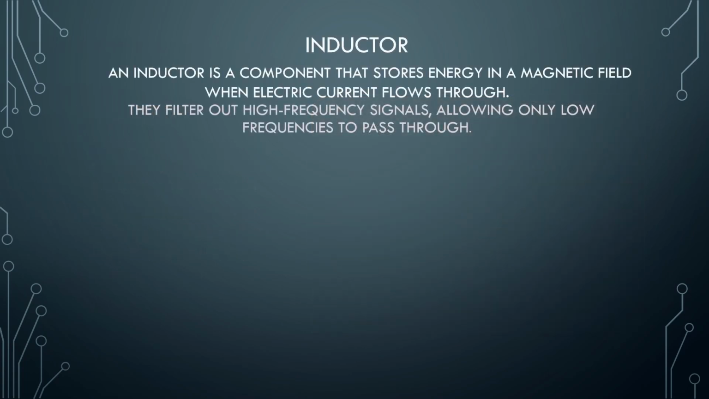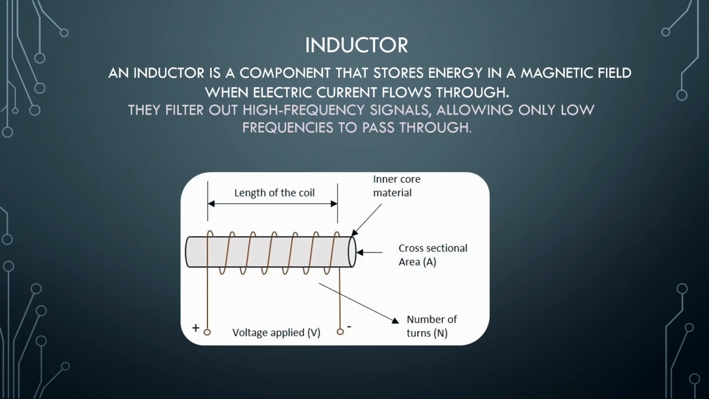What is an inductor? An inductor is a passive electrical component that stores energy in a magnetic field when electrical current flows through it. It is typically composed of a coil of wire. So how does an inductor work? When a current passes through the inductor, a magnetic field is created around the coil. This magnetic field stores energy.